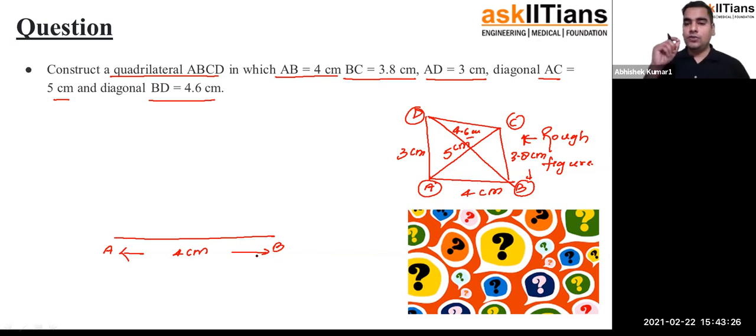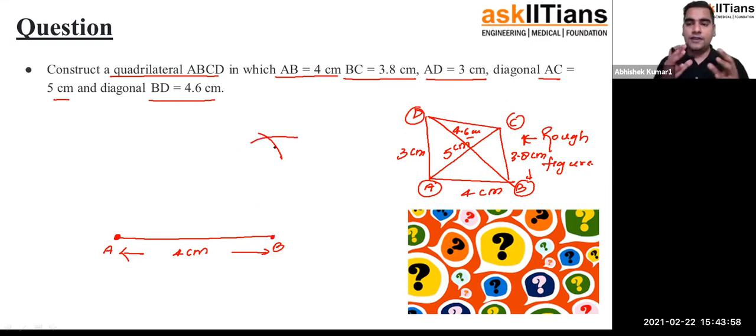Now I want to draw this AC. To form AC, we need to mark an arc of length equal to 5 centimeter, assuming A to be the center. Because this will help us give rise to the formation of AC. Then we are interested in forming BC. To form BC, assume B to be the center and mark an arc of length equal to 3.8 centimeter.